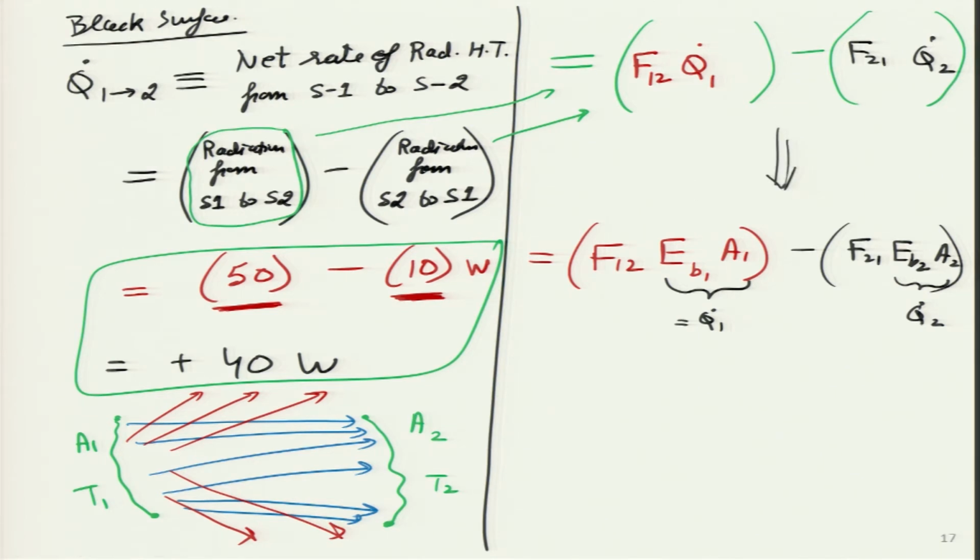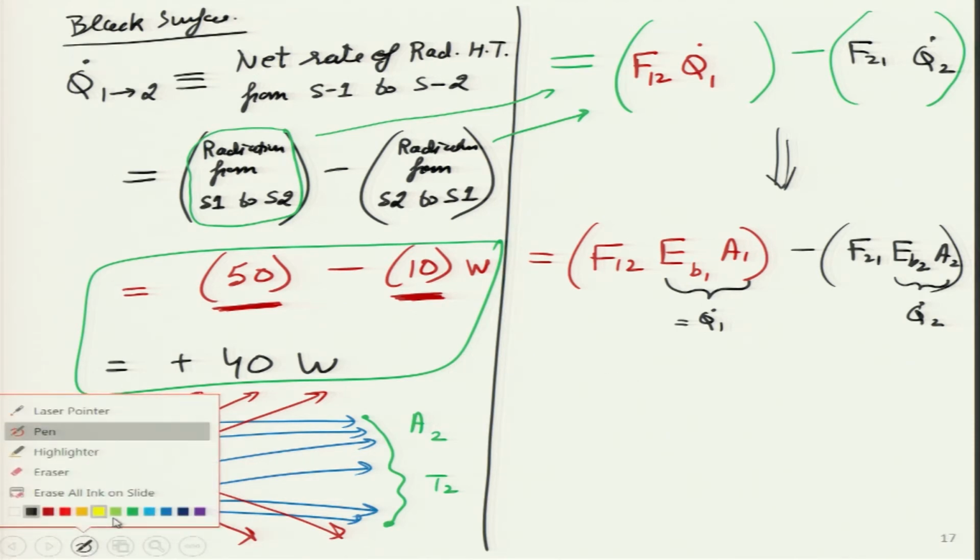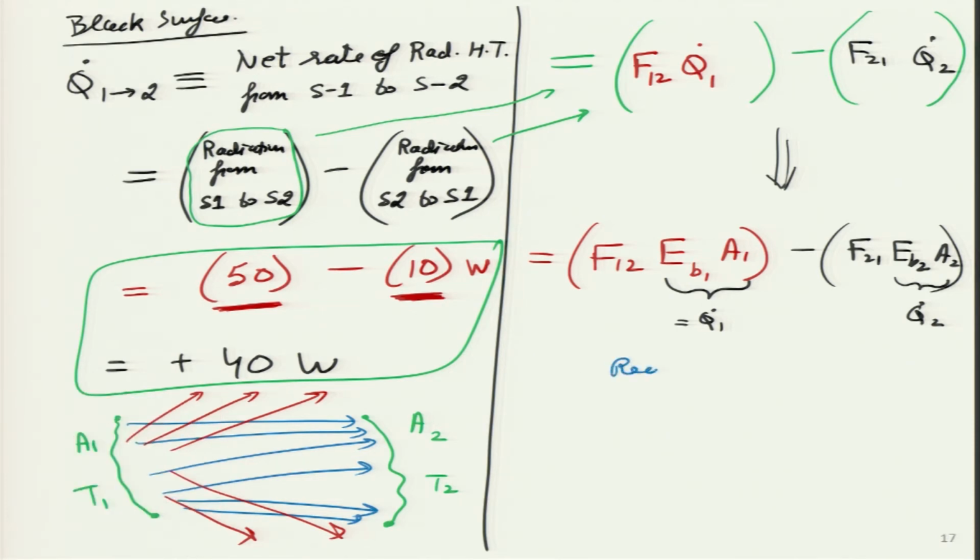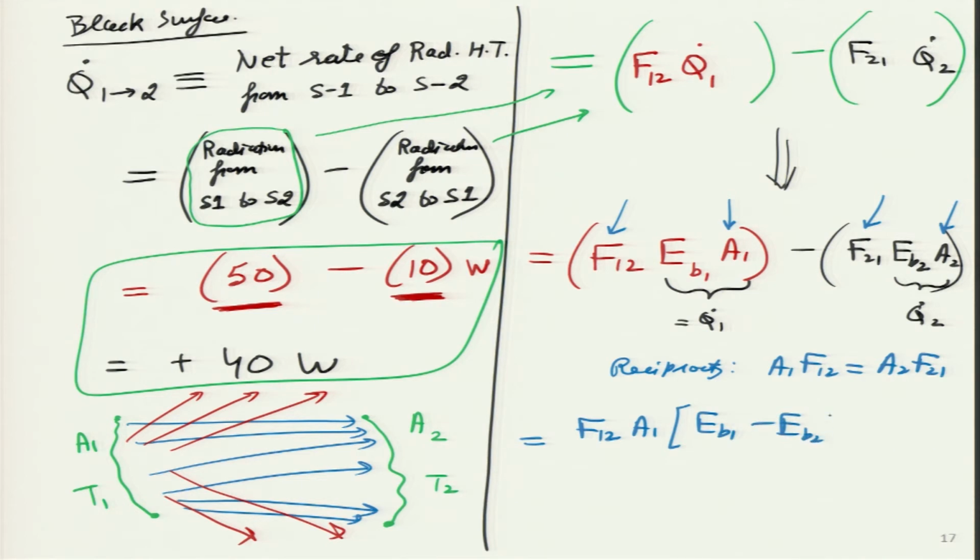Now, one more interesting thing: can I apply the reciprocity rule between surface 1 and surface 2? The answer is yes, I can apply it. I will get this relation, which I can show in blue color over here. This is the reciprocity rule, which means I can take the whole thing outside. All I will be getting is EB1 minus EB2. And what is there on the left side? Q dot 1 to 2 net. So, this is my relationship.